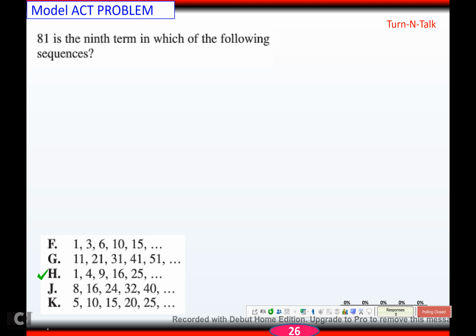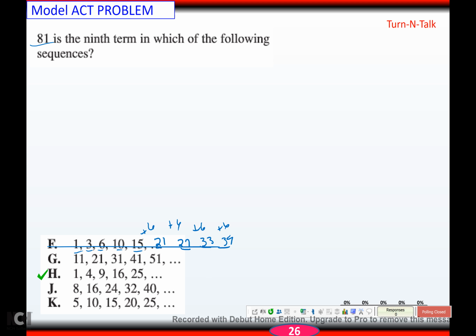Hopefully you got H. It says 81 is the 9th term in which of the following sequences? Well, if I expand this out, 1 to 3 is add 2, 3 to 6 is add 3, 6 to 10 is add 4, 10 to 15 is add 5. So to get the next one, I'd add 6 would be 21, add 6 would be 27, and we want 1, 2, 3, 4, 5, 6, 7, 8, 9. Add 6 is 33, add 6 is 39, and that's not 81, so he's out.